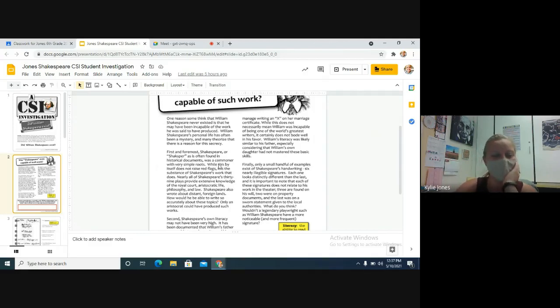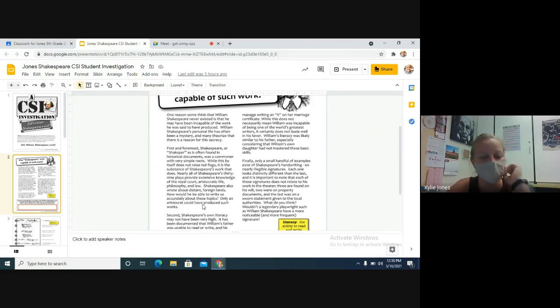So while this by itself does not raise red flags, it is the substance of Shakespeare's work that does. Nearly all of Shakespeare's 39 plays provide extensive knowledge of the royal court, aristocratic life, philosophy, and law. So all things that are higher class that he wasn't supposed to be part of, right? Shakespeare also wrote about distant foreign lands. How would he have been able to write so accurately about these topics? Only an aristocrat could have produced such work.